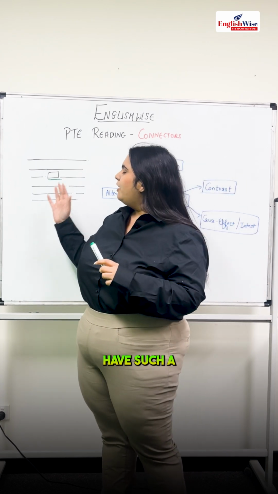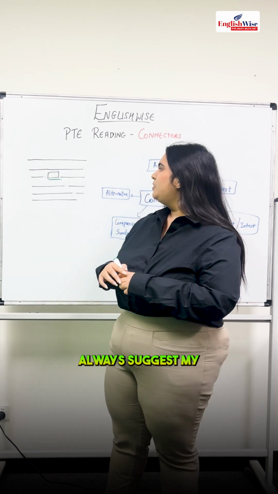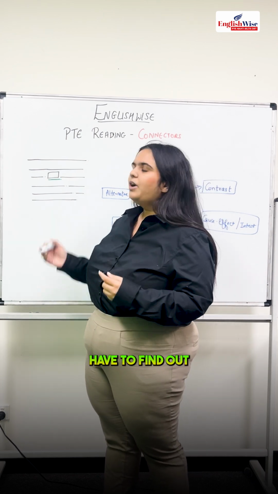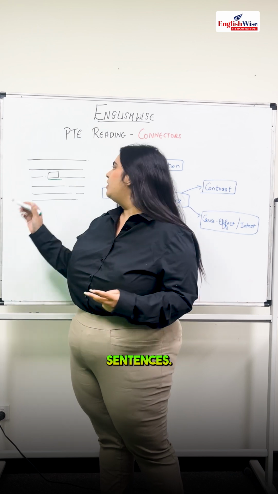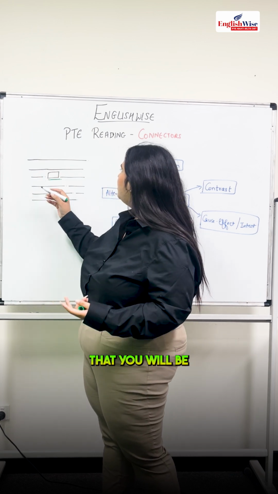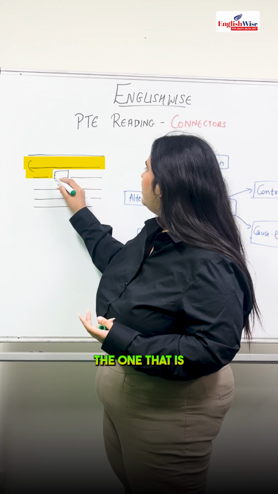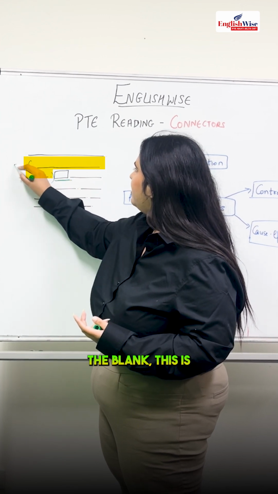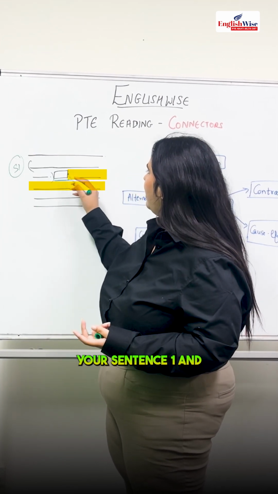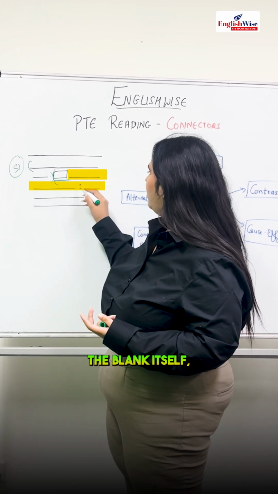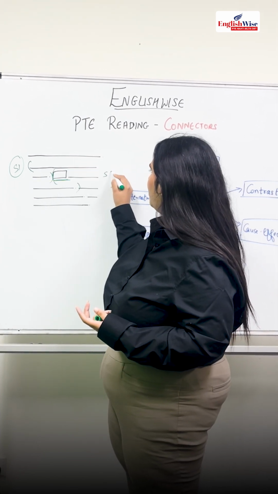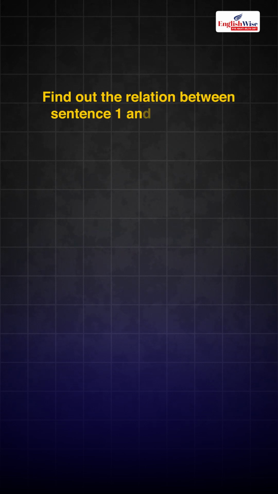Now, whenever you have such a question, what I always suggest my students is you have to find out the relation between two sentences. These two sentences that you will be seeing over here is the one that is coming right before the blank. This is your sentence 1, and the one that has the blank itself. So this is sentence 2. You have to find out the relation between sentence 1 and sentence 2.